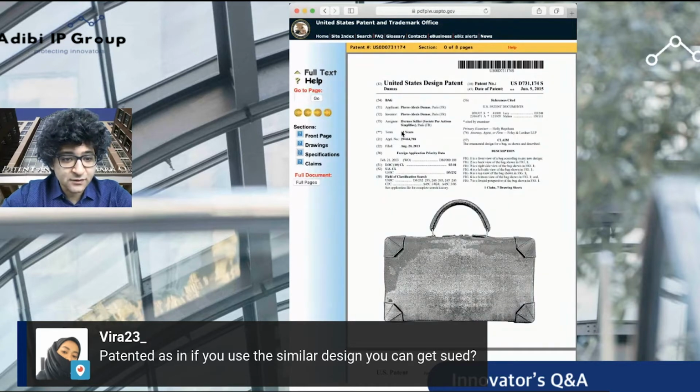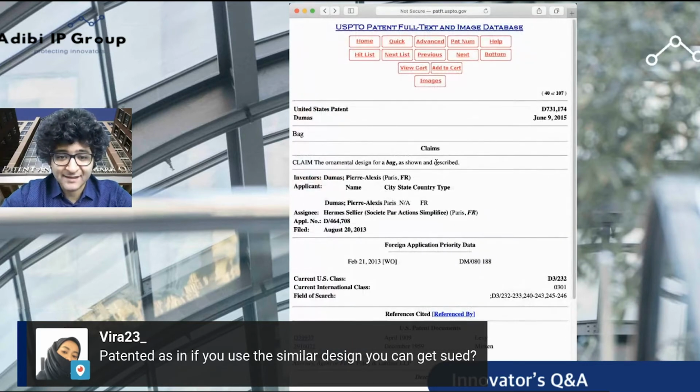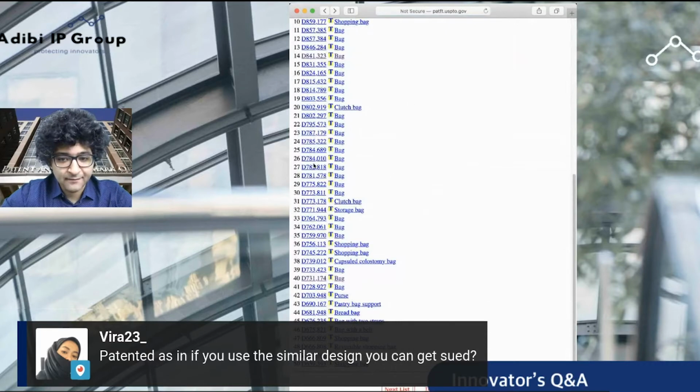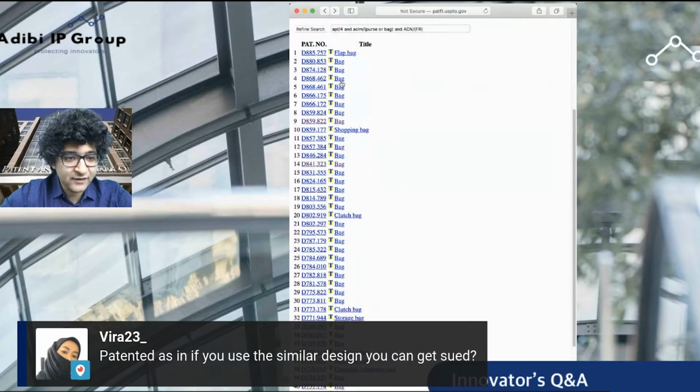And notice, the term of this patent is 14 years. More recently, it's been 15. They added a year recently. But notice it was issued here June 9th, 2015. So this is active. This patent will be active for quite a while. So definitely you have to keep that in mind. Yes, you could be subject to civil liability if you put out a bag that looks similar to a bag that already has a design patent on it. So definitely something to keep in mind.